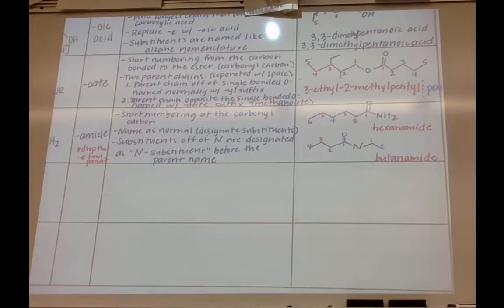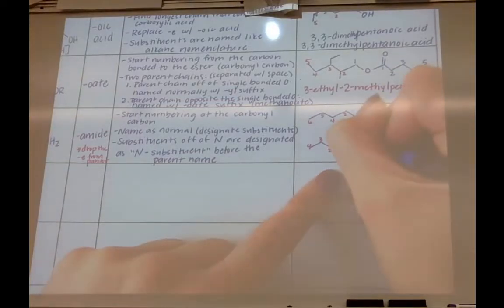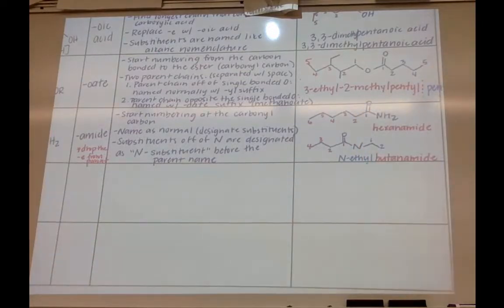You just treat that N as if it were a number. Right? So this would be N-ethyl butanamide. It's all one word. Because we're treating that as if it were a number, there is a dash between. Because you're telling the location. And again, we'll continue to look at the practice with that so that you can see what it looks like.